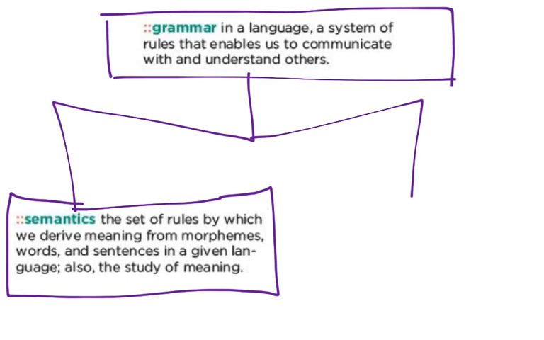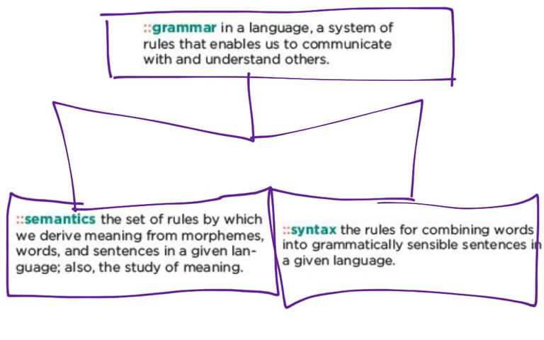The second subsection of grammar is what is known as syntax, defined here as the rules for combining words into grammatically sensible sentences in a given language. So what does this really mean? I find semantics and syntax are very easily confused, so I'll give you a couple of examples of what semantics is all about, and then a couple of examples of what syntax is all about.